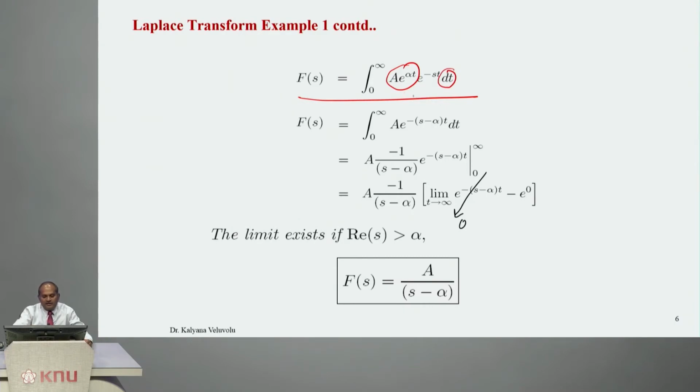So e^(alpha t) times e^(-s t) will be e^(-(s minus alpha) t). Then when you integrate this function, e^x from 0 to infinity, you get into this nice form. Once we have this form, you can apply the limits infinity and 0. Because e^(-infinity) is 0, finally you have a simple expression, this minus 1 altogether, and you get A by s minus alpha.